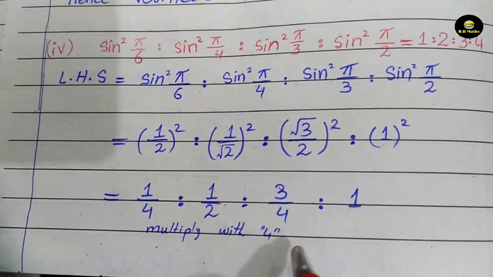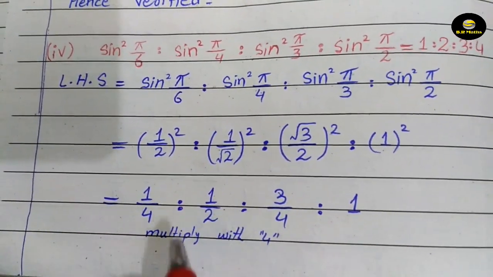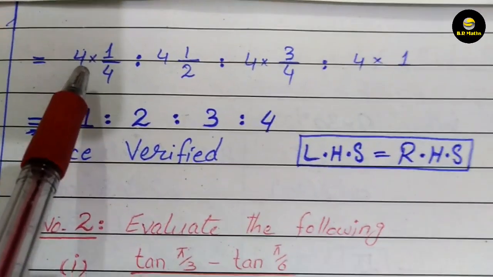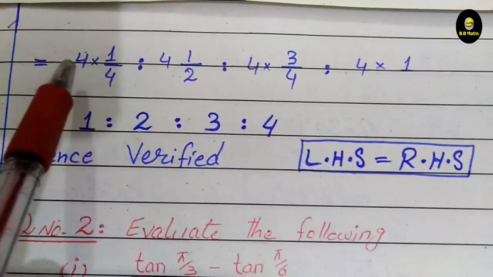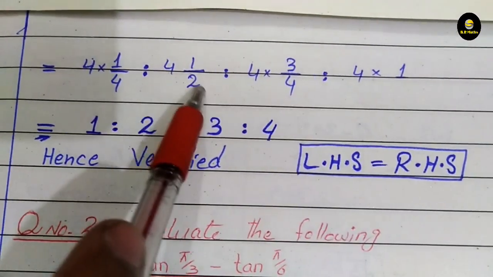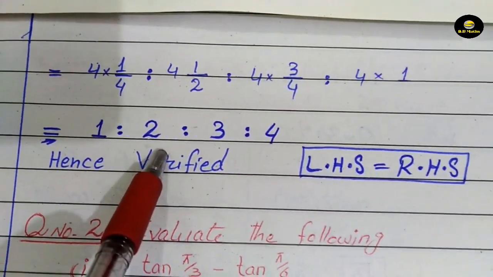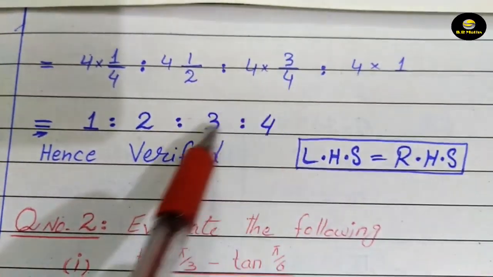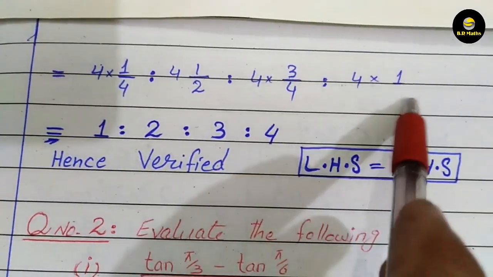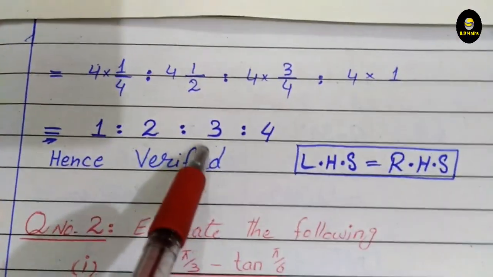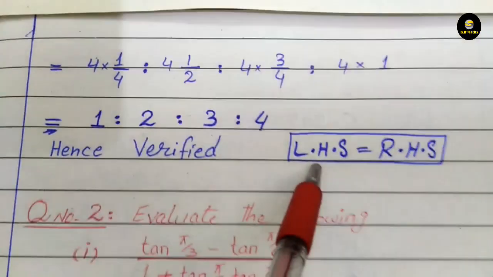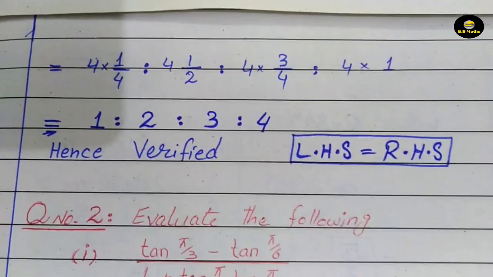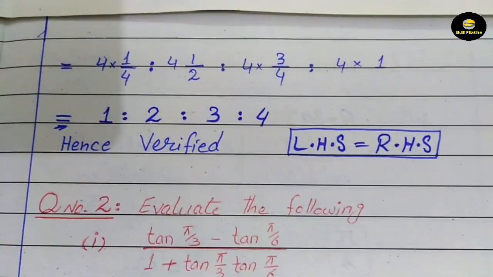So multiply with 4. After multiplication, 4 multiplied by 1 by 4 cancels, and the remaining is 1, and the 2 and 4 cancel with each other, and 3 is remaining, and 4 multiplied by 1 is 4. So this is the right hand side. Hence proved that the left hand side equals the right hand side.